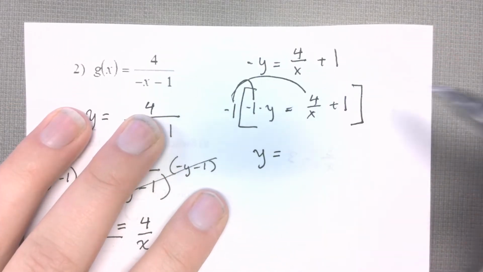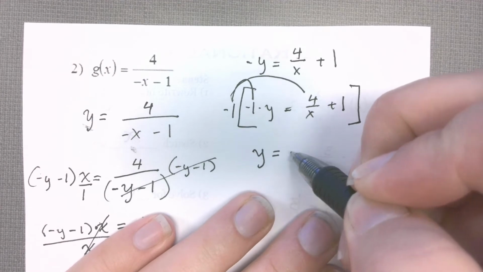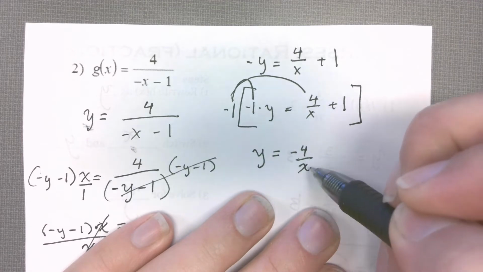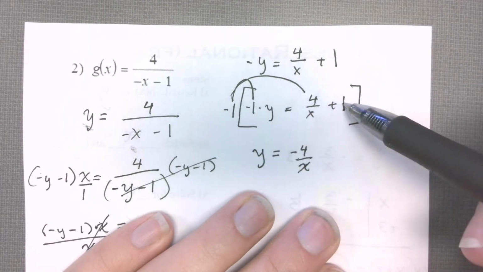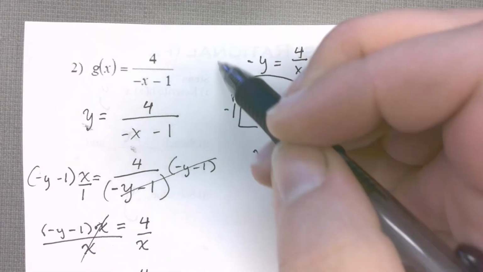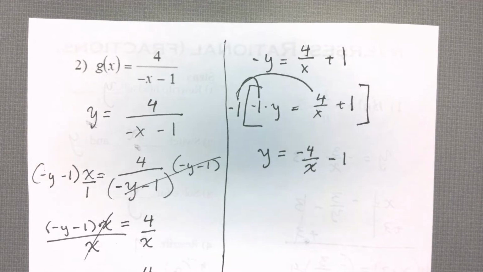Negative times a positive is a negative. So keep the negative on the top. In general, we put the negative on the numerator. And negative times a positive is a negative. And we're done. We've got one last step. What's our last step?